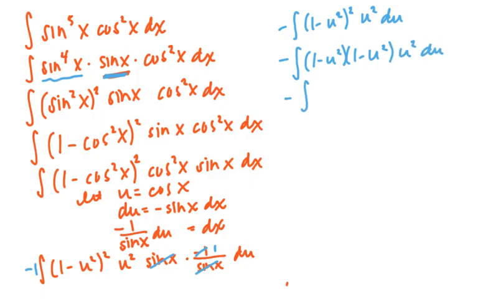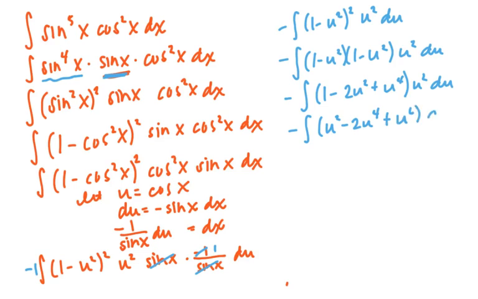So that means we have negative (1 minus 2u squared plus u to the 4th) u squared du. And then we don't have the product rule. Well, you could do integration by parts, but this isn't that bad to distribute. So let's put u squared minus 2u to the 4th plus u to the 6th du.